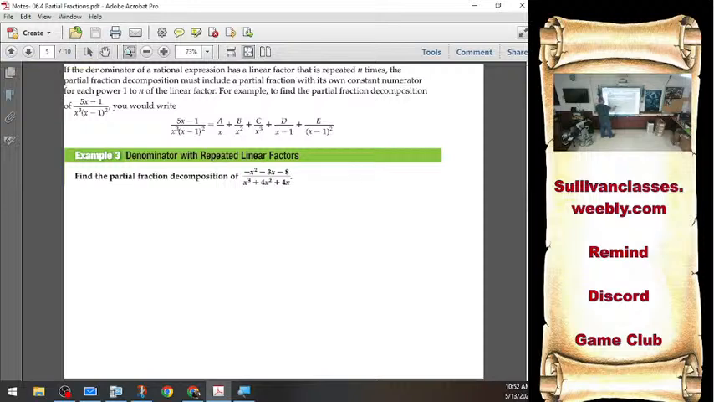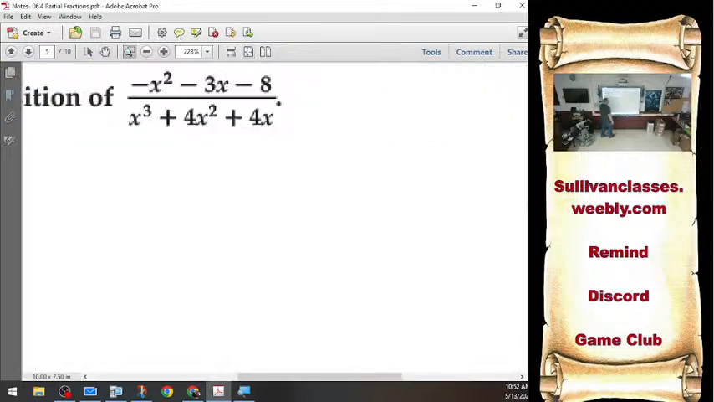So with example 3, I'd like you to start by just factoring the denominator. Don't try to split it into fractions yet. Just factor the denominator. What's the first stop on any factor train? GCF. We're good. Okay.